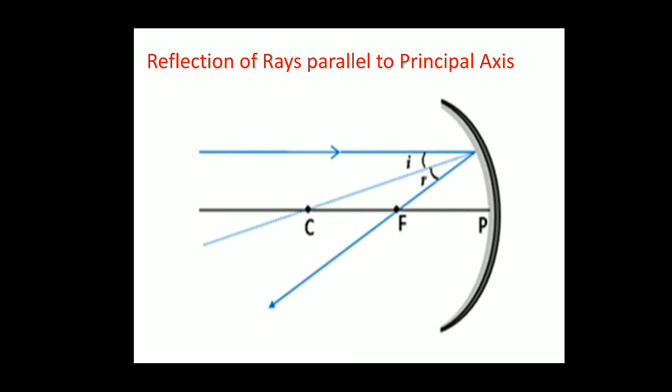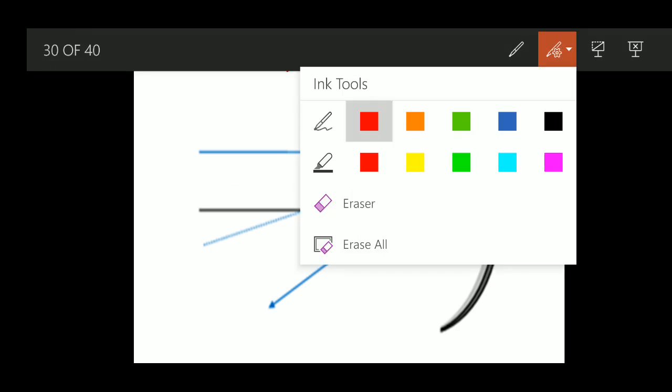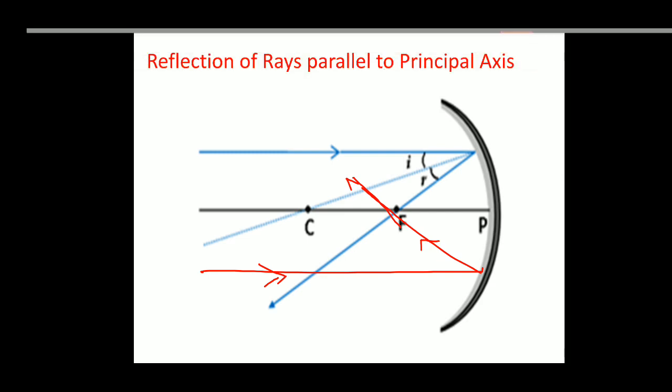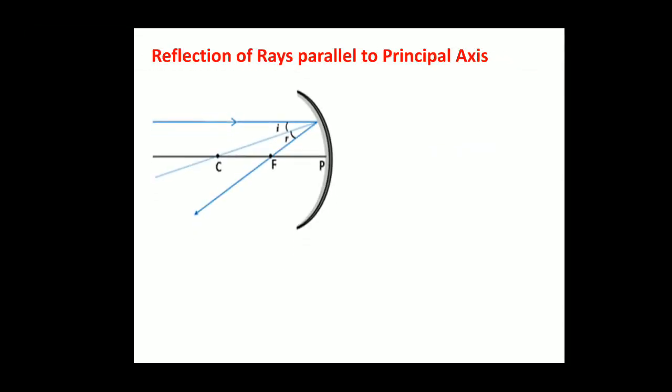So you may ask, can I draw the incident ray like this? Yes. Now this red color line is parallel to the principal axis. After reflection, this ray will pass through the focus like this. This is the incident ray, this is the reflected ray. So it's not necessary that I draw only one way. I can draw like this also, and it passes. Clear? So are you clear about the first part? Incident ray parallel to the principal axis, reflected ray passes through the focus. This is for a concave mirror.